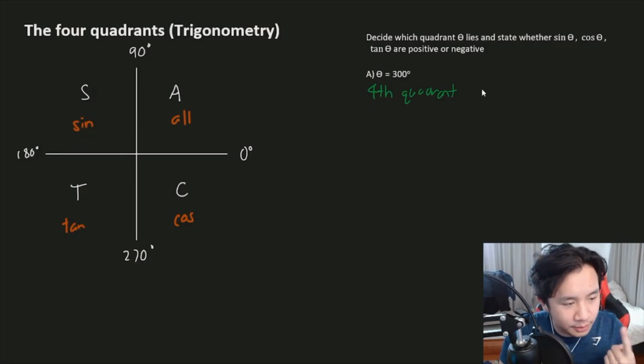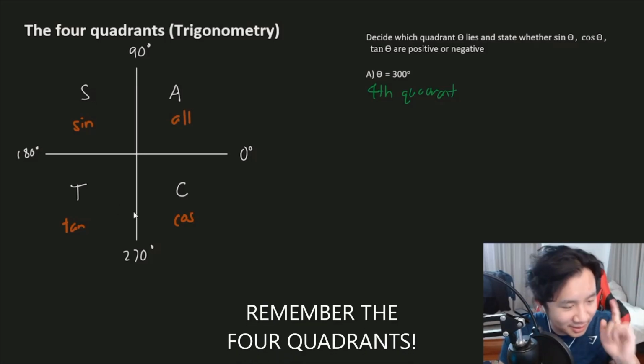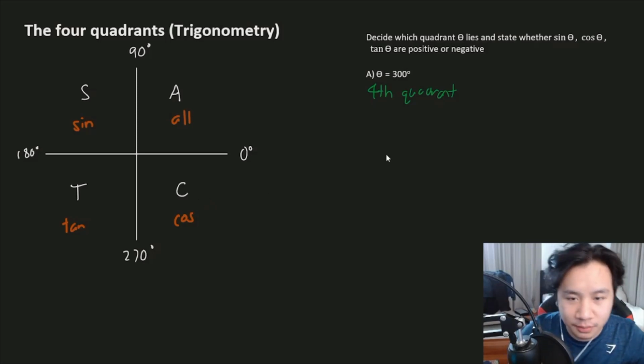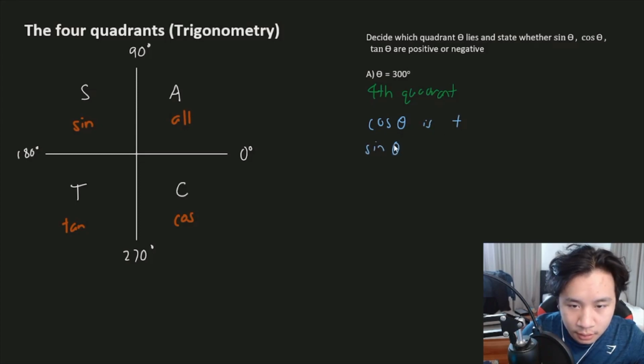And so to figure out if sine, cos, tan are positive, you just gotta look at this. Also, you have to remember it as well. Do not forget it. So in this quadrant, we only see that cos is positive. So cos theta is positive. Sine theta is negative. Tan theta is negative.